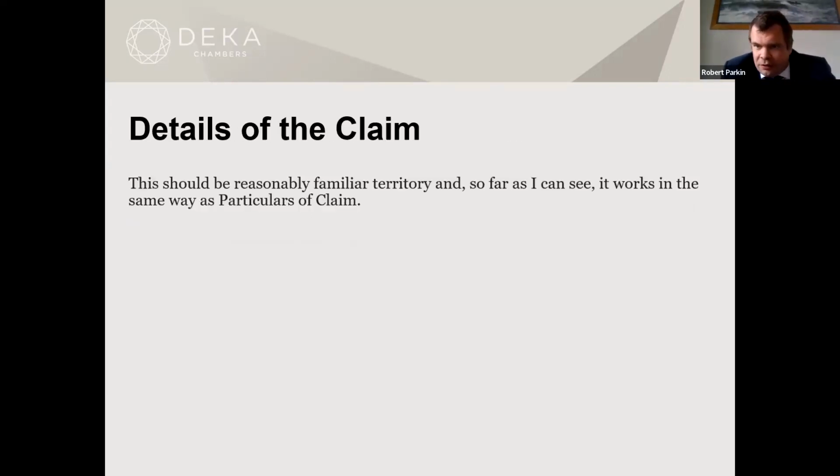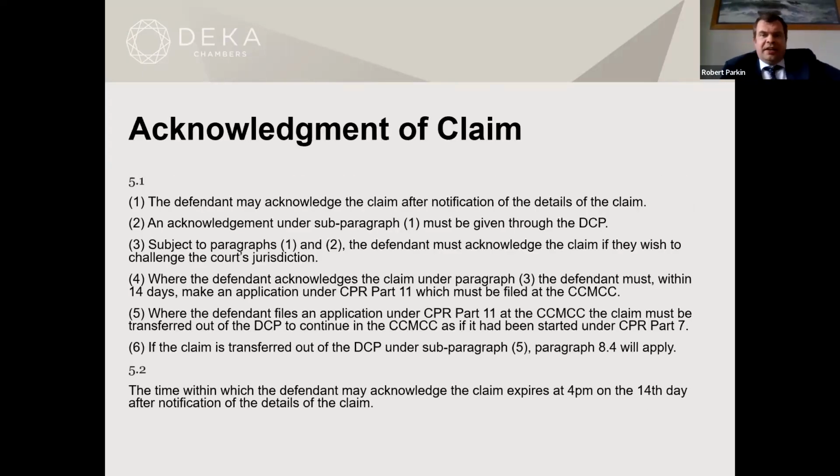Let's say one of the sides. This does seem like reasonably familiar territory. I don't think this varies to a very significant degree from the normal provisions for particulars of claim, but something to bear in mind. Right, acknowledgement of claim, acknowledgement of service, in other words, but it doesn't work in exactly the same way.